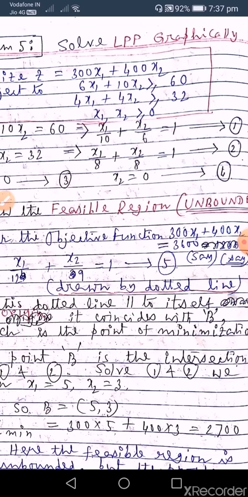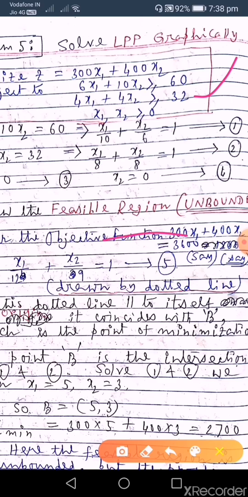And similarly for the next one, that is 4x1 plus 4x2 greater than equal to 32, it becomes x1 by 8 plus x2 by 8 equal to 1. Here also, as the sign is greater than equal to, the region will be away from origin and it will pass through (8, 0), (0, 8) and away from origin. So (10, 0), (0, 6) away from origin, (8, 0), (0, 8) away from origin.